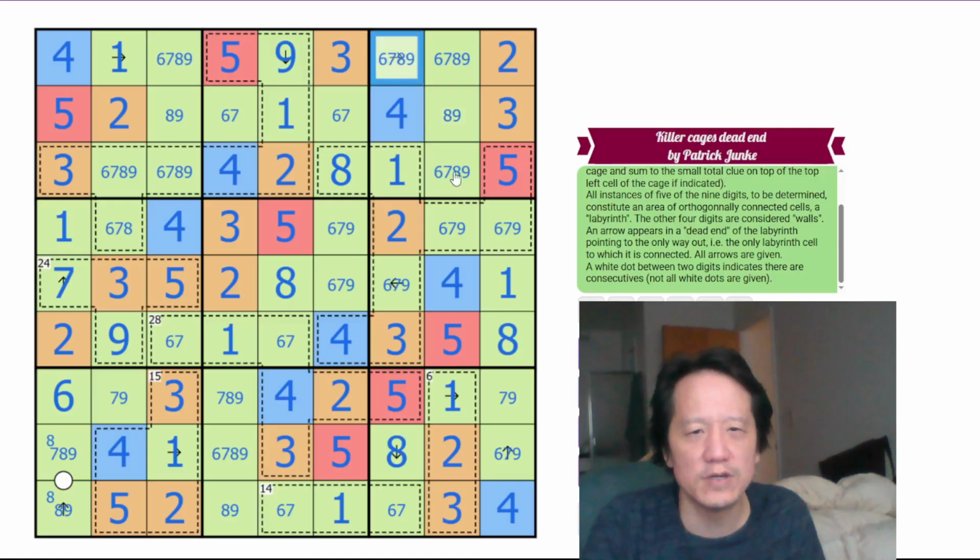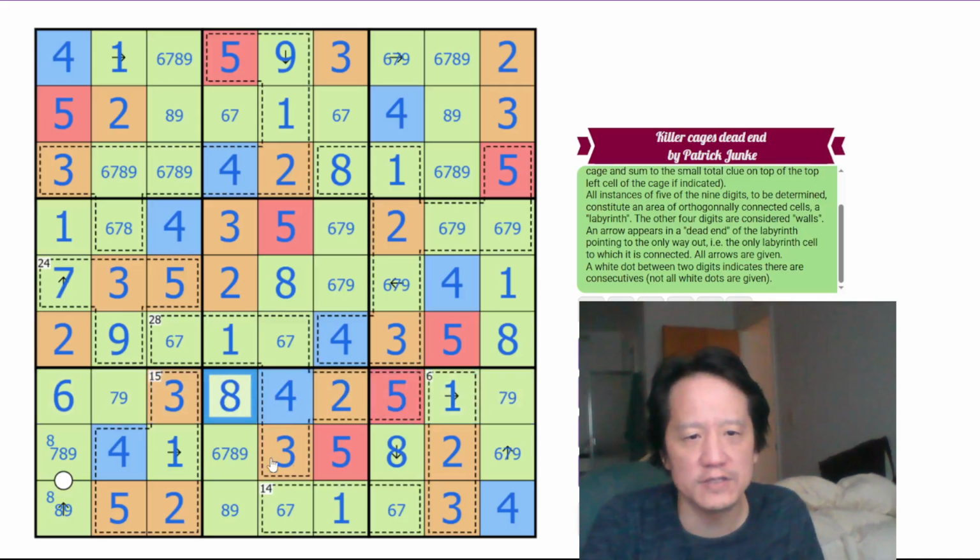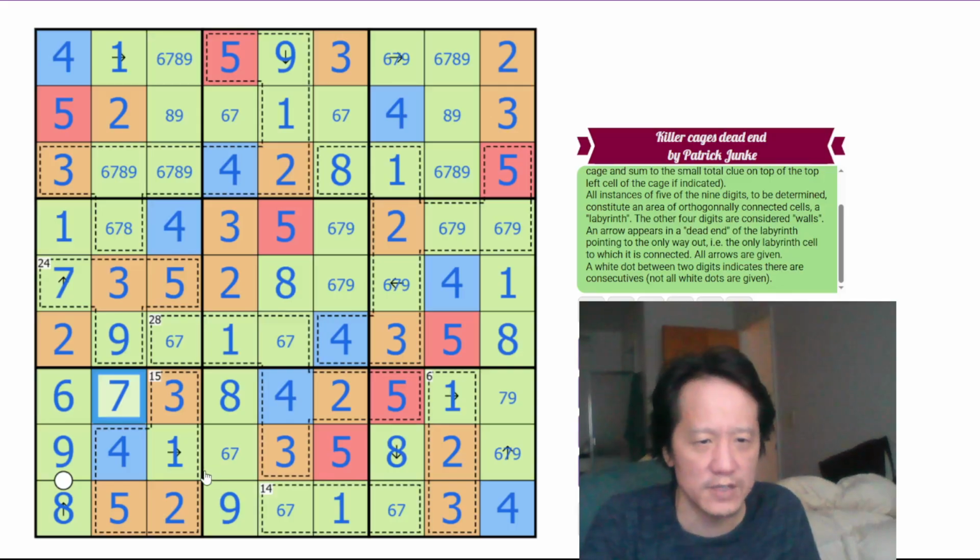1 cannot be here. This can't be 8 because of the 8 in the column. Where is the 8 in row 7? It has to be here. So this 8 eliminates 8 here, so this is 9. This can't be 8 or 9. This 9 eliminates 9 here, so this is 8, which means this can't be 8. This 7 eliminates 7 here, so this is 9, which makes this 7.